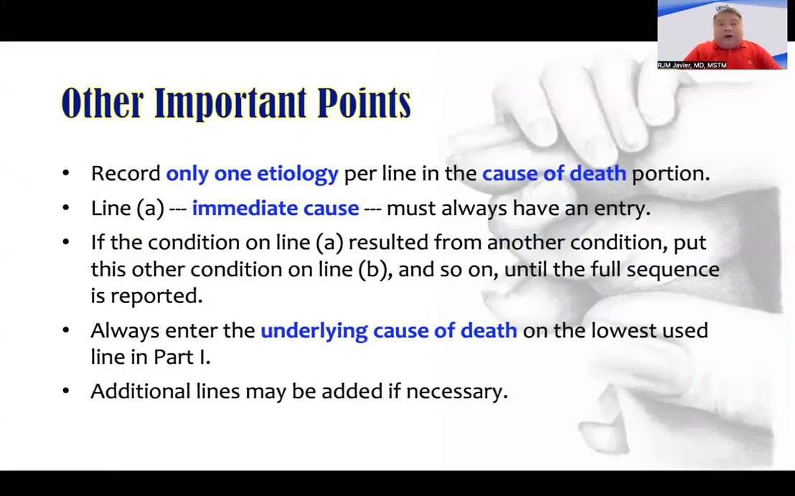Now you want to record one etiology per line in the cause of death. Line A, often the immediate cause of death, must have one entry. Sometimes, if the condition on line A resulted from another condition, put it on line B, and so on until the full sequence is reported.